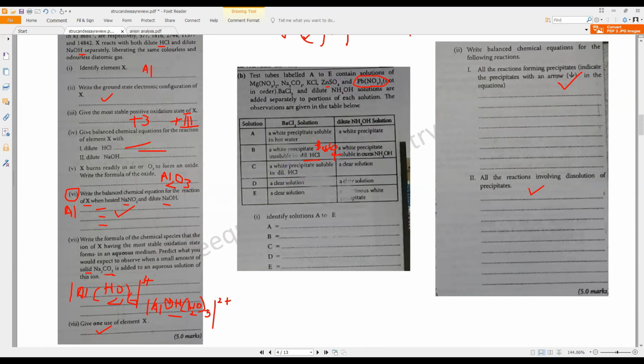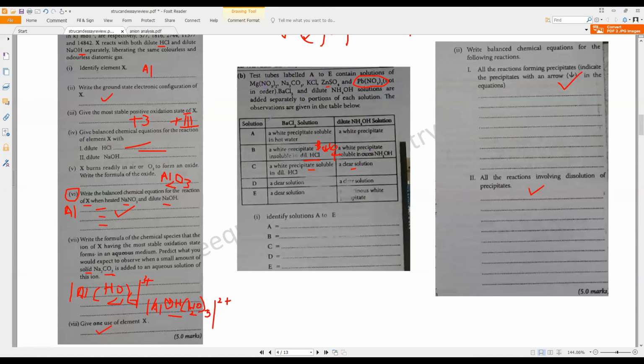And C, a white precipitate soluble in diluted HCl. From this one, you cannot get a direct conclusion because it is difficult to predict directly. But it forms a precipitate. Don't forget that. And when ammonium hydroxide is added, this is a clear solution. So more or less, this could be a clear ionic compound. So we are remaining with sodium carbonate, KCl, and magnesium nitrate.